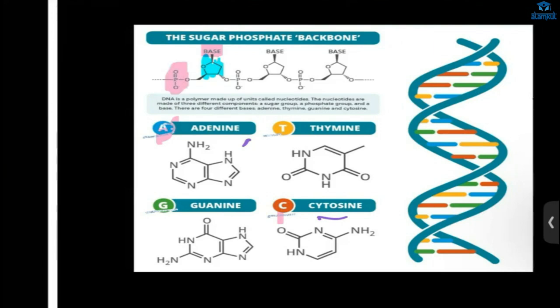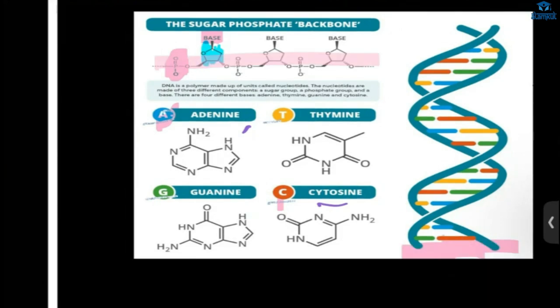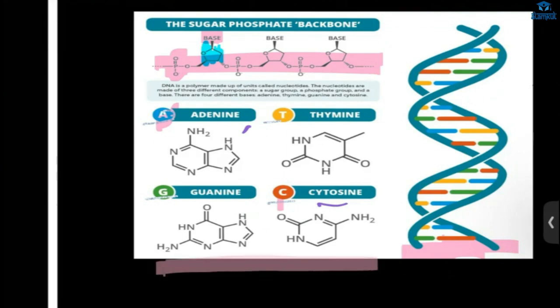There will be two strands. We have a double helix structure. Our DNA has a double helix structure, these two strands. This is one strand, and there will be similar to that the other strand, and it will be complementary. Same thing will be there, but complementary.